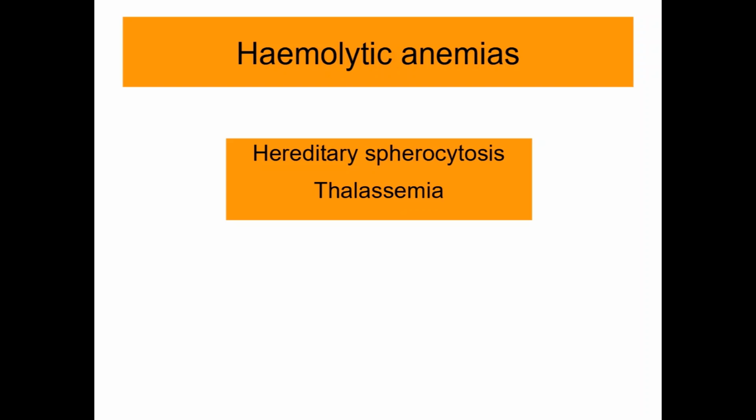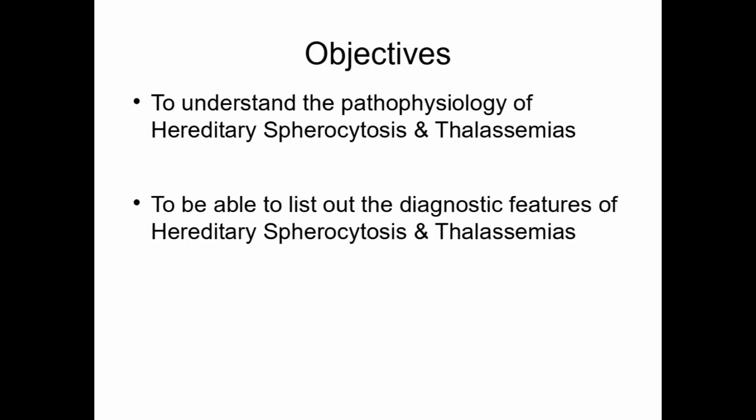In the previous class, we discussed hemolytic anemias in general. In this class, we'll discuss two specific hemolytic anemias, namely hereditary spherocytosis and thalassemia. The objectives of this class are to understand the pathophysiology of hereditary spherocytosis and thalassemia, and to be able to list out the diagnostic features of hereditary spherocytosis and thalassemias.